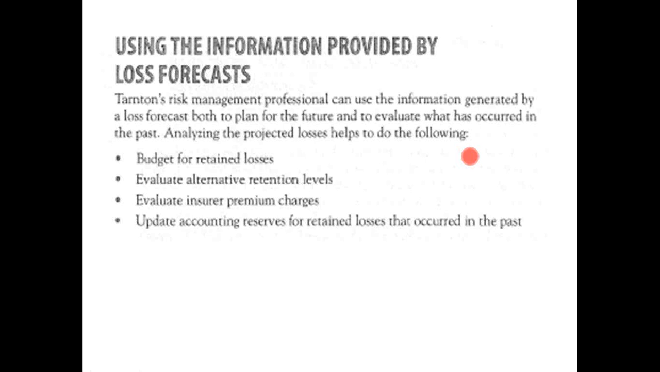And the next piece helps us evaluate the insurance premium charges. Based upon the insurance premium, we can say we want to go with a higher deductible. It also helps us update accounting reserves for retained losses that occurred in the past. We can determine how claims are developing, and that's what actuaries do: every year they reevaluate to make sure we're on track, or whether we have to collect more money, or can give money back as a rebate.